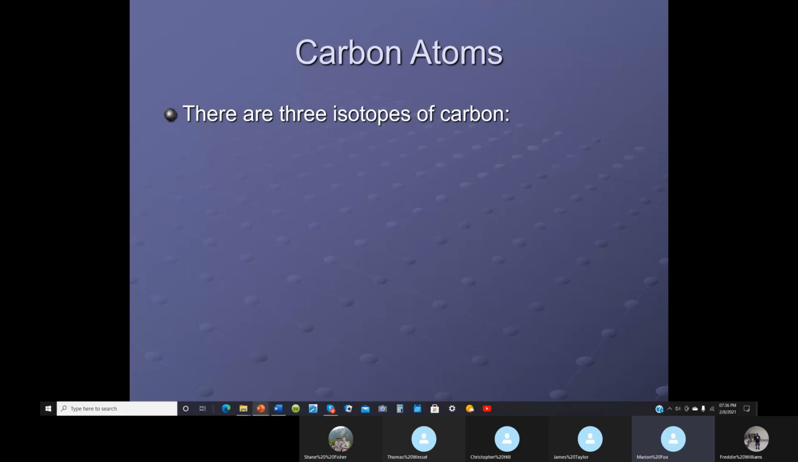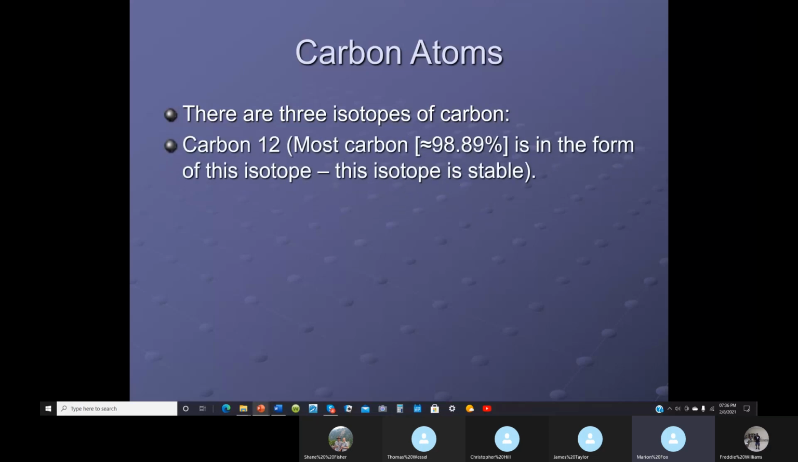There are 3 main isotopes of carbon. As far as I know, those are the only isotopes that exist. They might be able to make some in nuclear reactions or some kind of a nuclear reactor, but I don't know of any others. There's carbon-12. Most of your carbon is in this form. 98.89% of it is in the form of this isotope. So it has 6 protons, 6 neutrons, and unless it's ionized, it'll have 6 electrons. That's your main stable isotope. It does not decay radioactively.